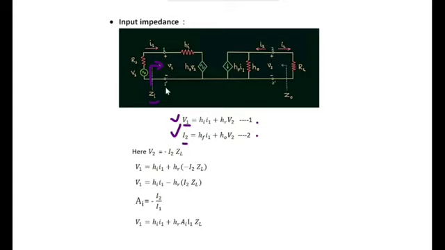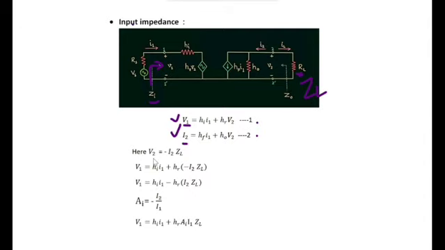And we have discussed current gain, which is also derived from these two equations only. So now we are going to discuss input impedance. Here V2 is the voltage across RL. RL is the load resistor, otherwise called ZL.